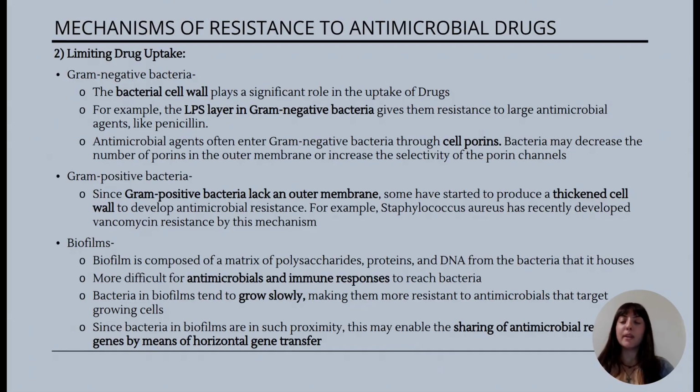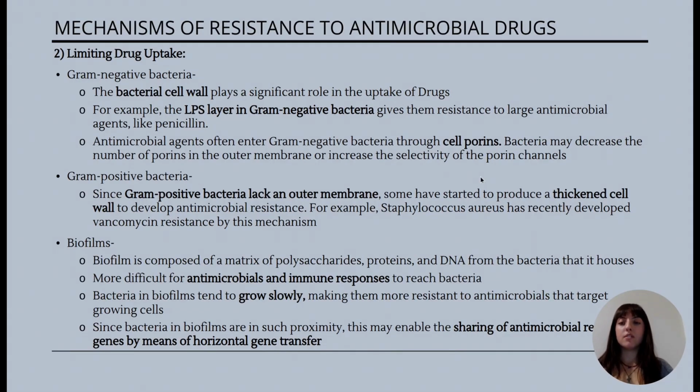Moving on to limiting drug uptake. So in gram-negative bacteria, we see the bacterial cell wall coming back into play. And then in gram-negative bacteria, the lipopolysaccharide layer gives them resistance to large antimicrobial agents like penicillin. And then antimicrobial agents often enter gram-negative bacteria through cell porins, and the bacteria may decrease the number of porins in the outer membrane or increase the selectivity of the porin channels. And this often happens in transport channels.